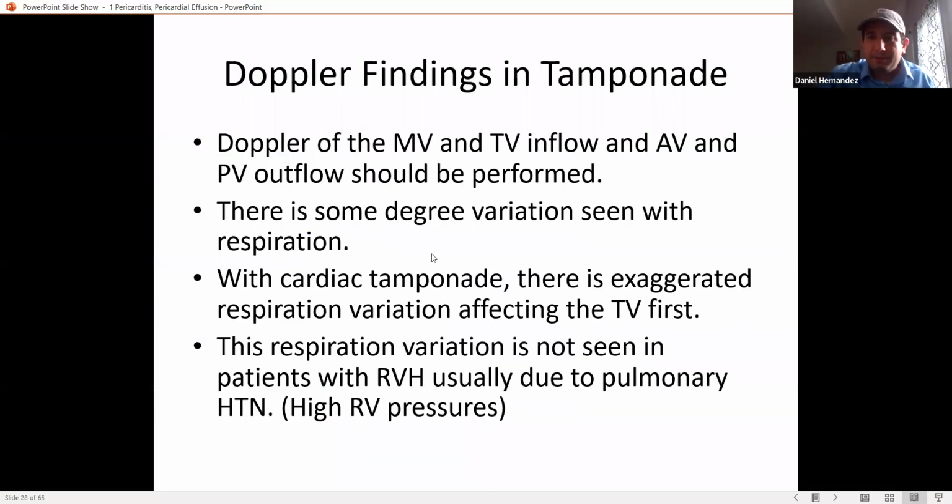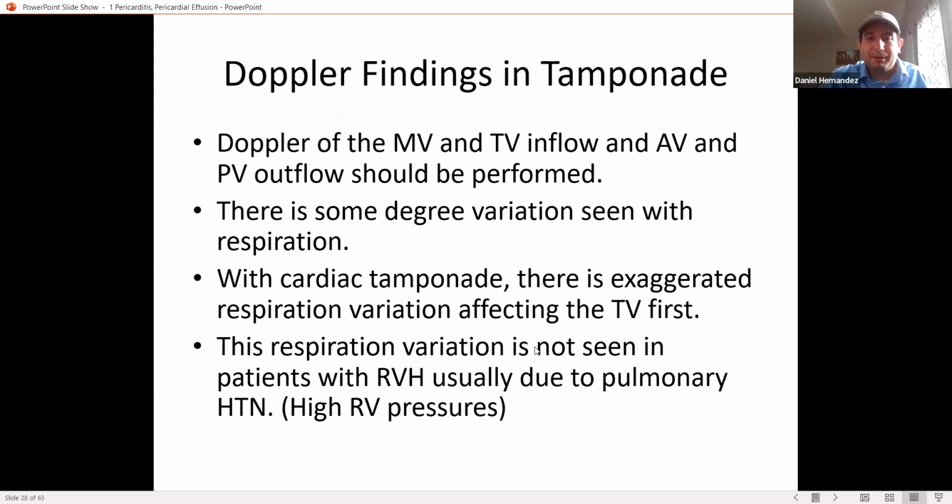All right, so in addition with tamponade, in addition to our 2D assessments, looking for our right atrial collapse and our right ventricular diastolic collapse, we're also going to assess Doppler flow for our mitral and tricuspid valves, as well as our aortic and pulmonic outflow. So again, there's going to be some degree of variation seen with respiration.